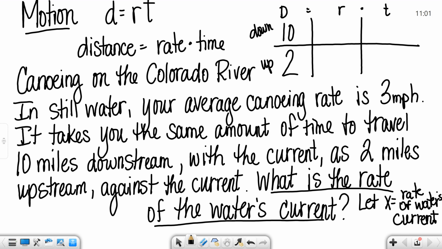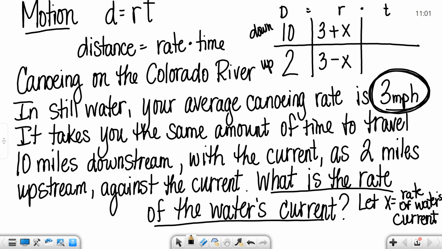Well, we know if we're going downstream, we're going with the current. In still water, remember my rate is 3 miles per hour. So 3 miles per hour plus the current's rate. Okay, that's how fast I'm going downstream. Now let's do that upstream. Well, I'm still going 3 miles an hour by myself, but this time I'm going against the current, so I have to subtract whatever the current is.